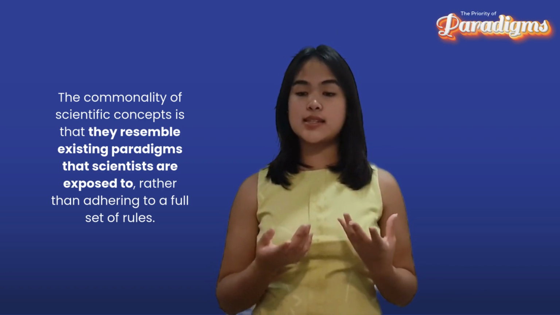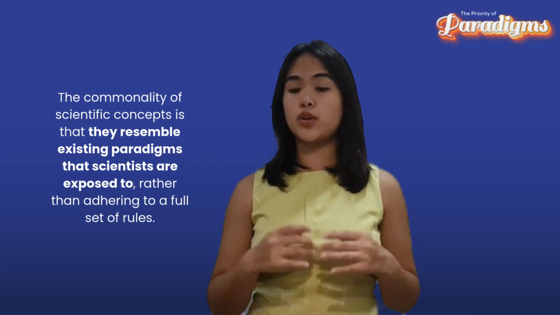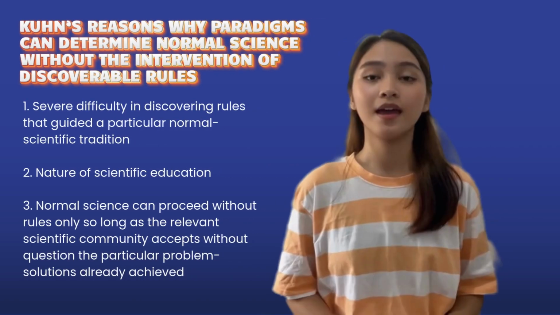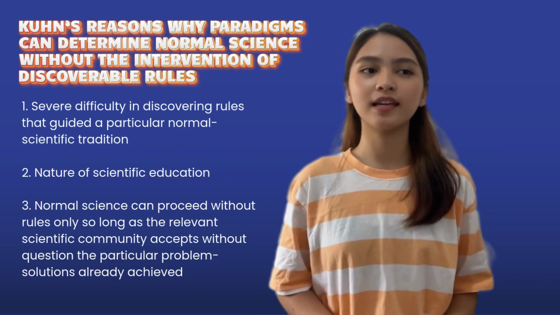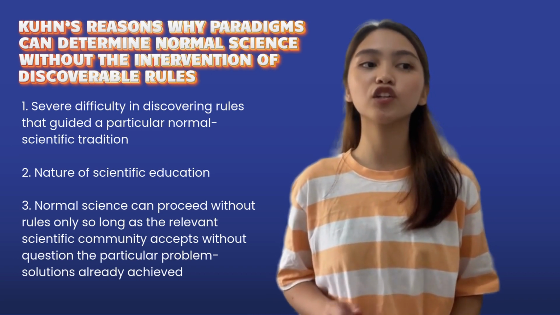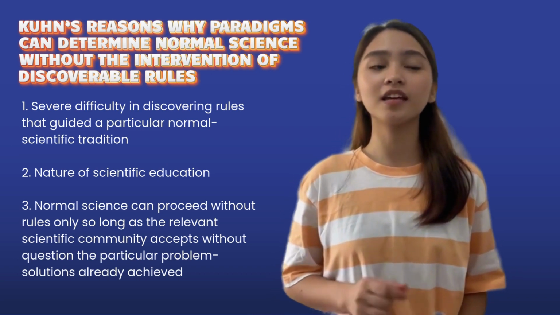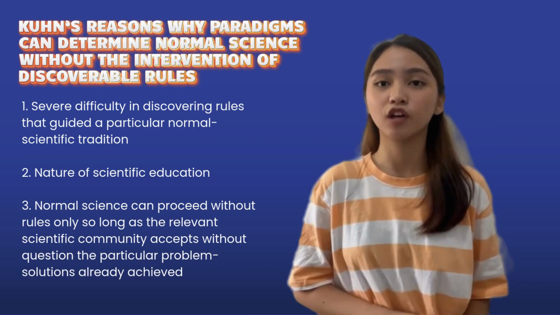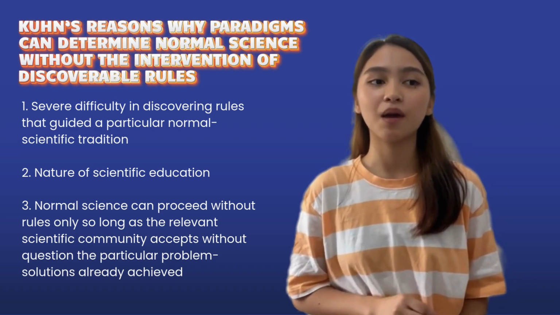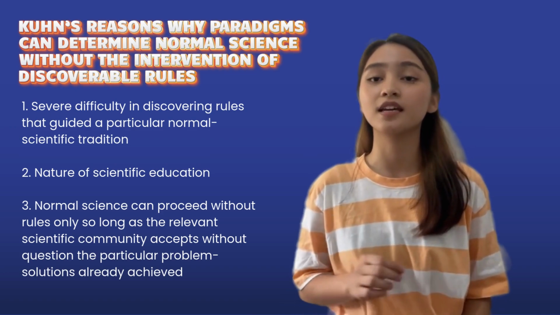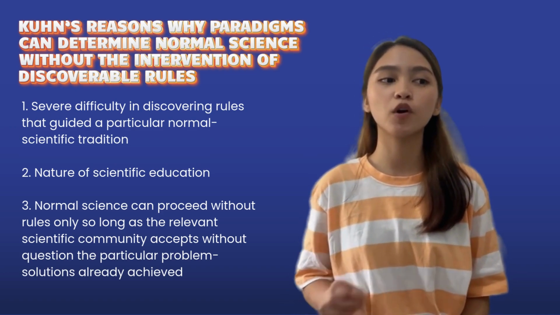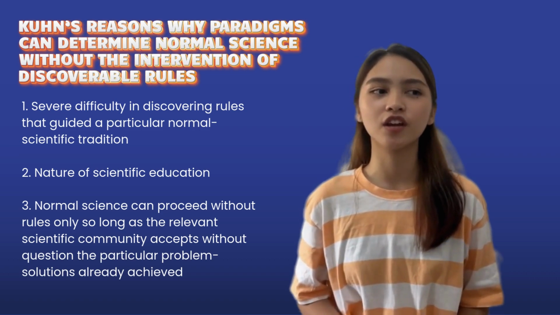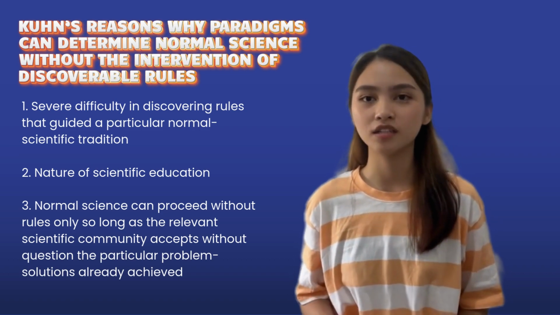Kuhn further discussed the significance of paradigms by stating reasons why normal science can operate through paradigms without the intervention of rules. His first reason, the severe difficulty in discovering rules that guided a particular normal scientific tradition, similarly illustrates how a philosopher finds it difficult to list what all the games have in common. Thus, isolating a paradigm is easier than listing all the rules in a scientific tradition for a scientist to explore and solve problems. Kuhn then explains that the nature of scientific education is applying theories, laws, and concepts.